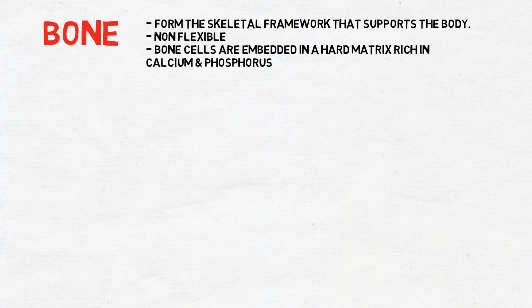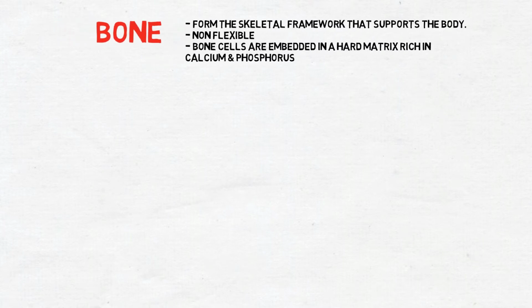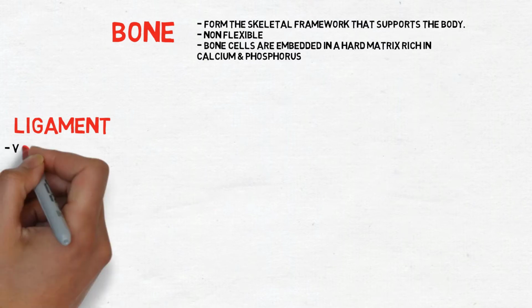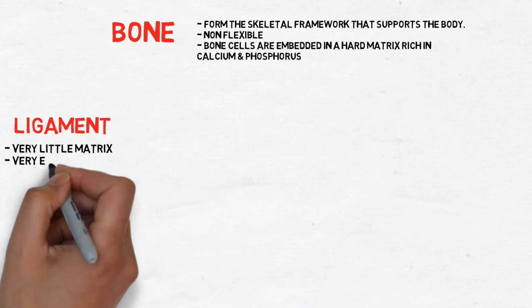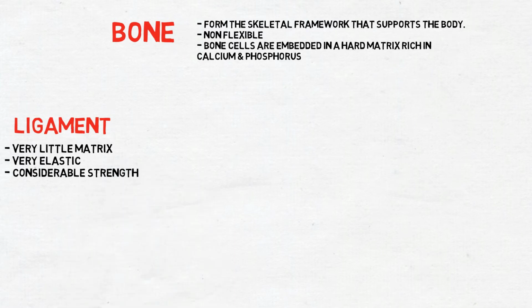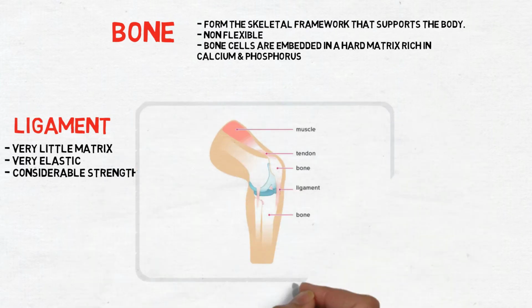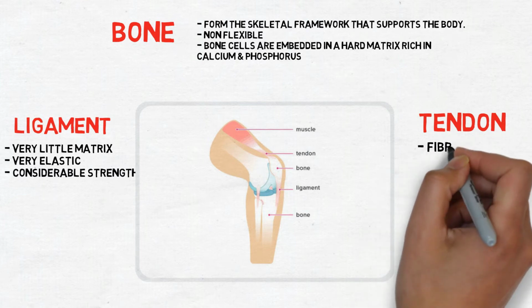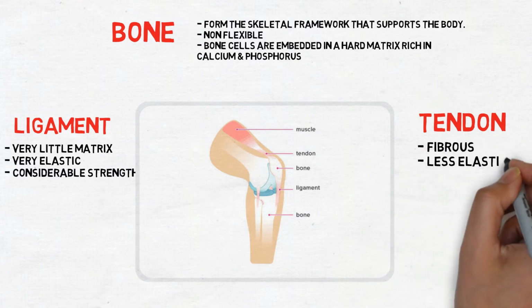But how are bones connected to each other? We need another connective tissue called ligaments to do so. Ligaments have very little matrix but are very elastic with considerable amount of strength. But have you ever thought of how muscles are connected to bones? Yes, we again need another connective tissue for that, which is called tendon. Tendons are fibrous with less elasticity.